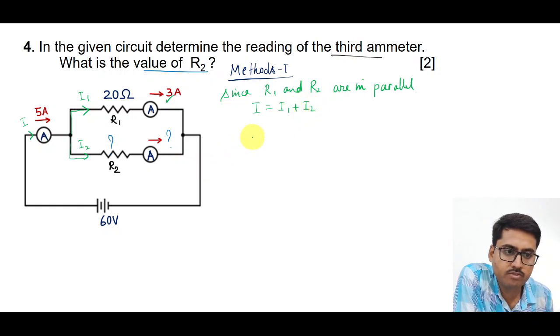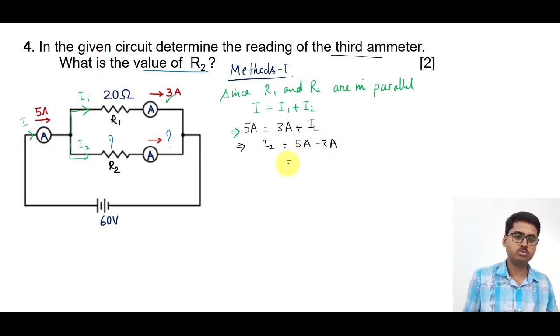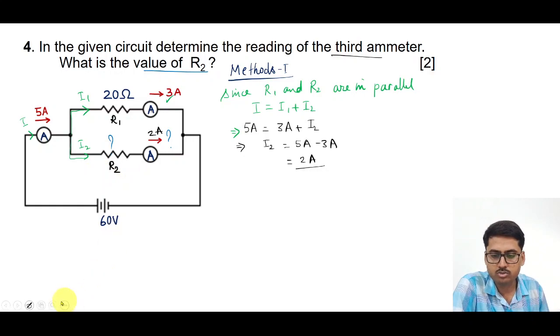And from here we can find the value of I2, which is not known to us. So 5 ampere is equal to I1, whose value is 3 ampere, plus I2, which is not known to us. And from here you can get I2 as 5 ampere minus 3 ampere, and that is equal to 2 ampere. So you got the value of current here. Now we need to find the value of R2.